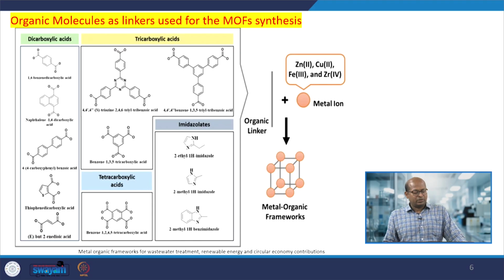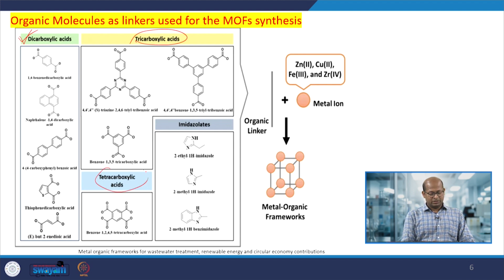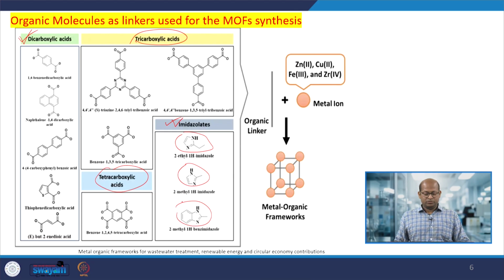Okay. So, here are a few organic molecules that can be used as linkers to synthesize MOFs. Here are dicarboxylic acid, tricarboxylic acid, tetracarboxylic acid. And this is imidazole, where nitrogen is present in the molecule, which can also be used as an organic linker to prepare MOF. Different metal ions and metal salts, chlorides and nitrates, can be used as a source of metal ions, along with organic linkers.